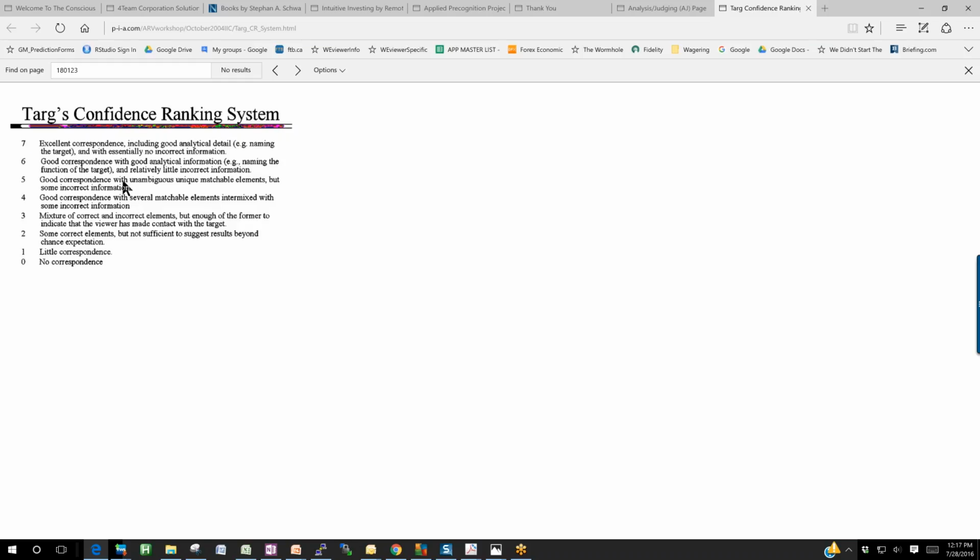5 is very good. Unambiguous, unique, matchable elements. Another animal, small, similar to maybe the animal in the picture, if there was one. And a few of those elements. So, 2 of those, 3 of those, but still some incorrect data. By the time you get up to 6 and 7s, now you've got this analytical data.